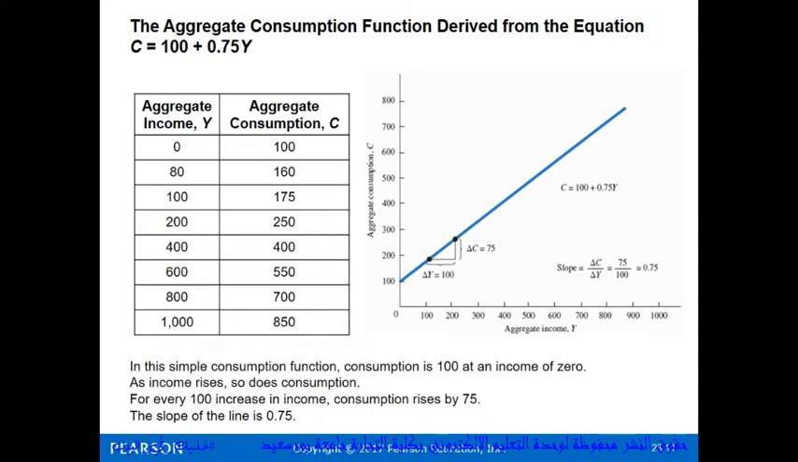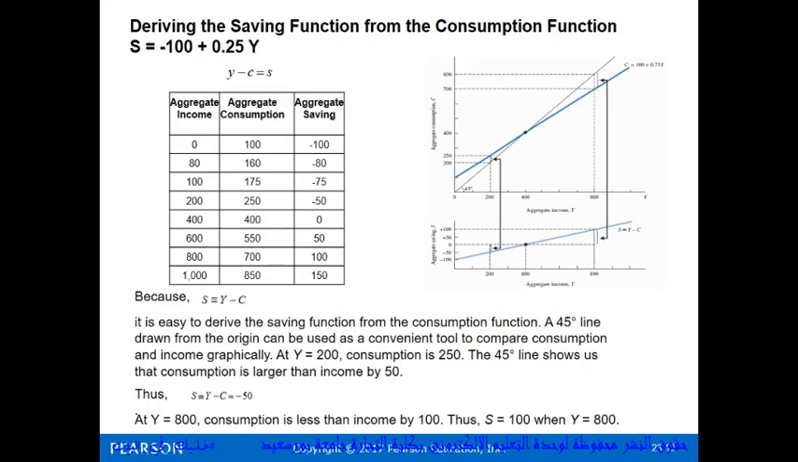When income increases from 0 to 80, consumption increases from 100 to 160. So the change in income is 80, while the change in consumption is 60. By dividing 60 by 80, we calculate the marginal propensity to consume in this case, and we will find that its value is 0.75, which is the slope of the consumption line, or the consumption function. Here we show how we derive the saving function from the consumption function.